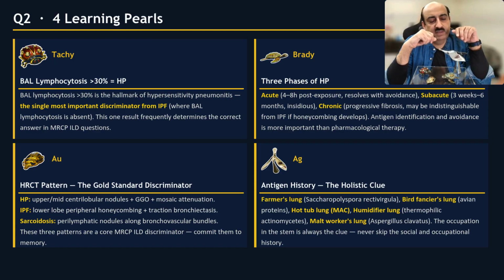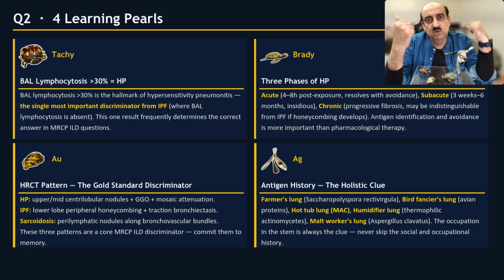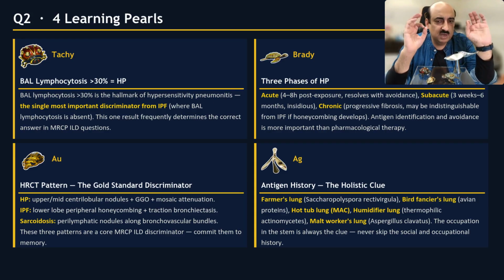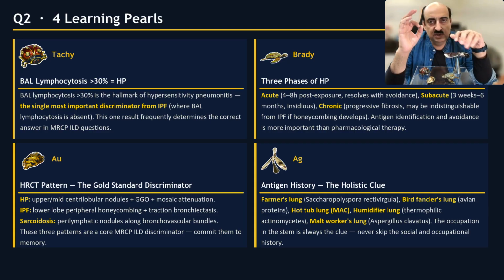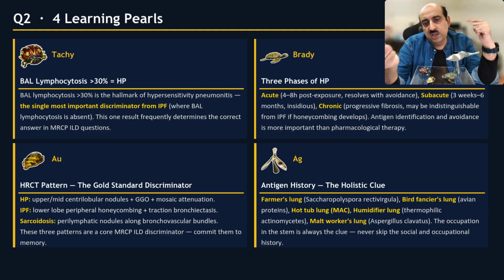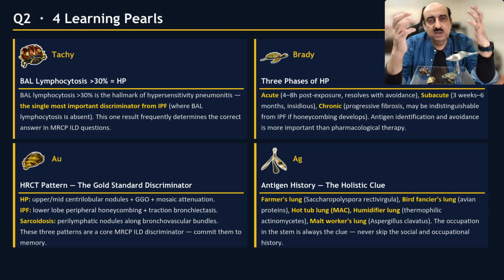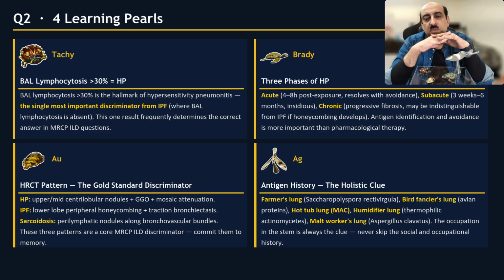And finally, the antigen history, a holistic clue, occupational exposure. One of the classic theory exam questions in MRCP and USMLE step exams. So farmer's lung, like in our patient, is Saccharopolyspora rectivirgula, the actinomycete, as we discussed. Then bird fancier's lung, classic avian proteins. Hot tub lung is the Mycobacterium avium complex. Humidifier lung is thermophilic actinomycetes. And malt worker's lung is Aspergillus clavatus.